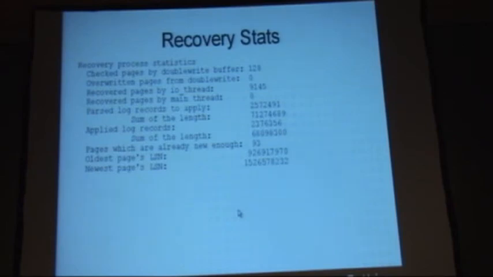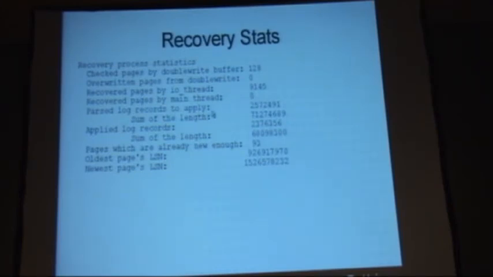And recovery process stats. How many pages were checked by the double write buffer? 128. How many pages were overwritten from the double write buffer? 0. That's pretty good. That means even though you crashed, you didn't have to do anything to fix the information. It was fine as it was. Recovered pages by IO thread. Okay, that's good that we recovered those pages. Recovered pages by main thread. We didn't have anything to do.